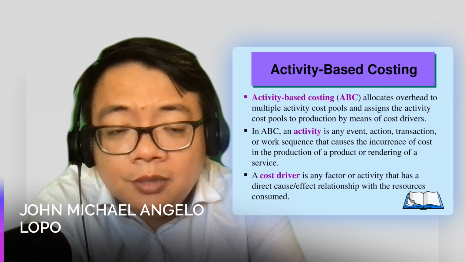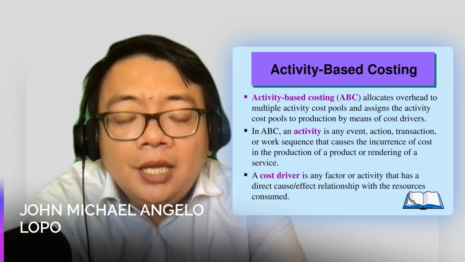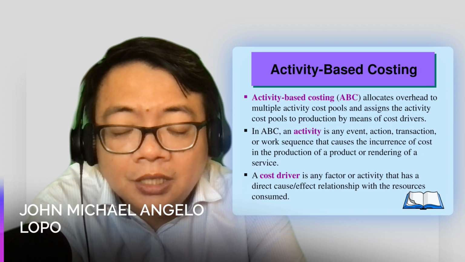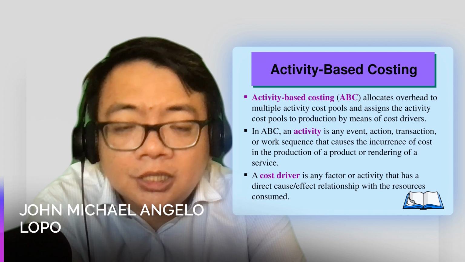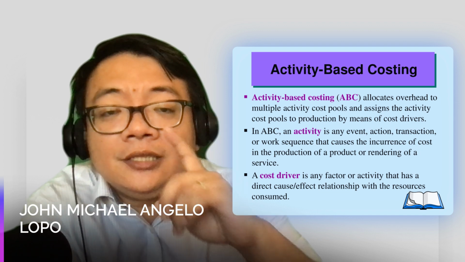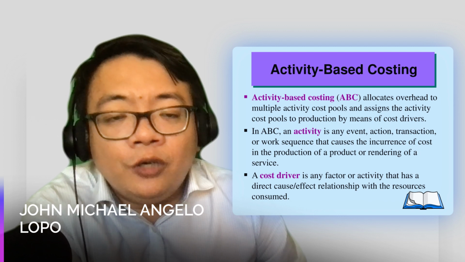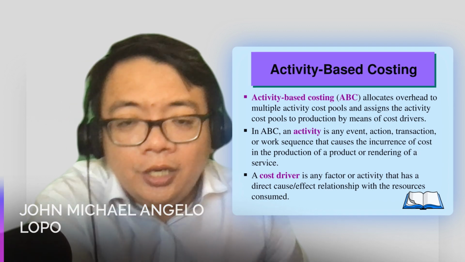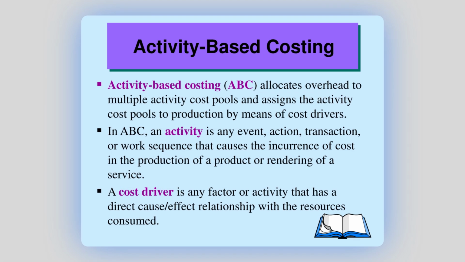Class, in activity-based costing, same din naman yung formula. Estimated overhead cost, pero it is based on per activity, divided by estimated cost driver per activity. So, that's your formula in computing for our activity-based rate. All right, in ABC costing, an activity is any event, action, transaction, or work sequence that causes the incurrence of cost in the production of your product or rendering of a service.